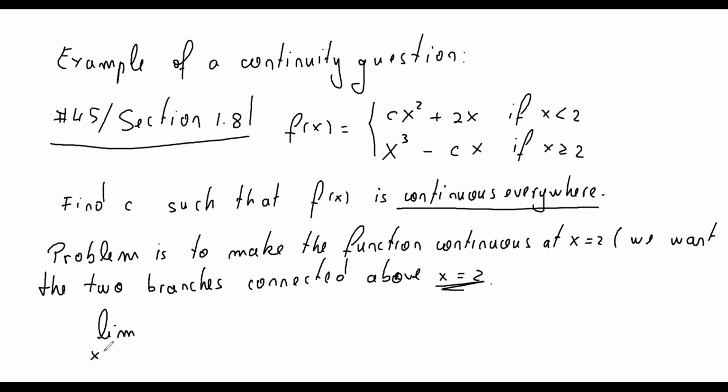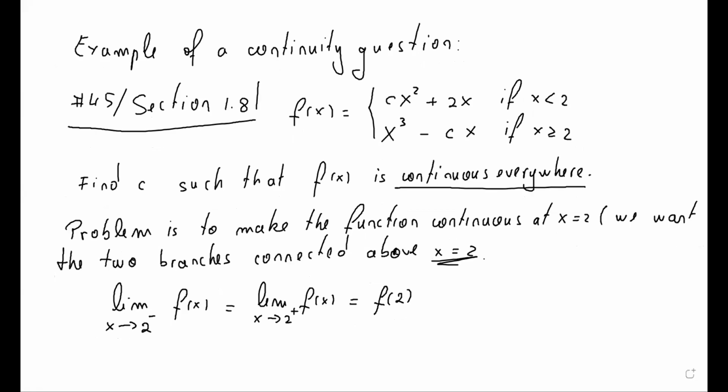So we want the limit as x approaches 2 from the left side of f of x. We want that to be equal to the limit as x approaches 2 from the right side. So we're going to put a plus in the exponent here of f of x. And we want that to be equal to the value at 2, which is f of 2. So we want these three things to be equal. That's the definition of continuity.